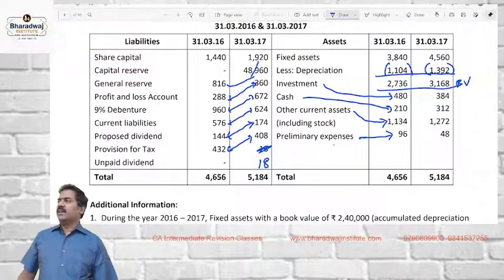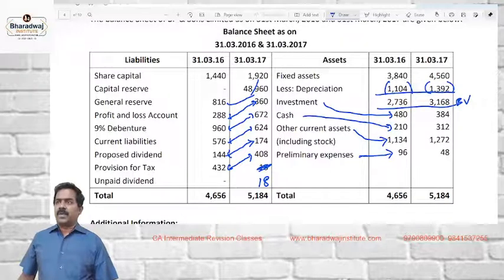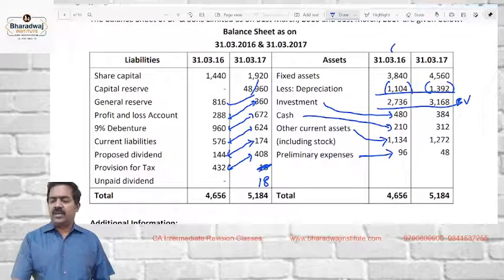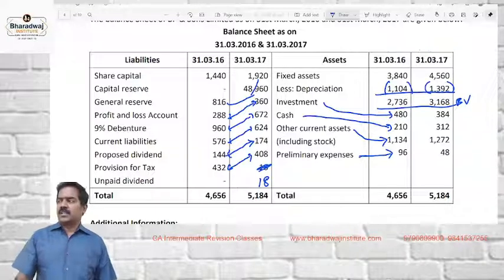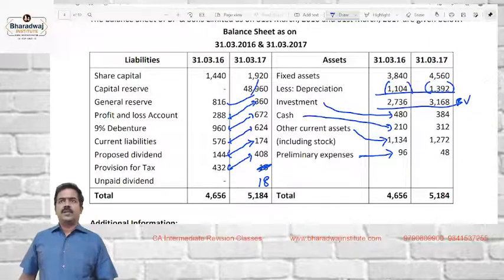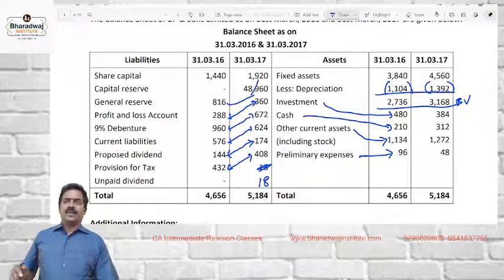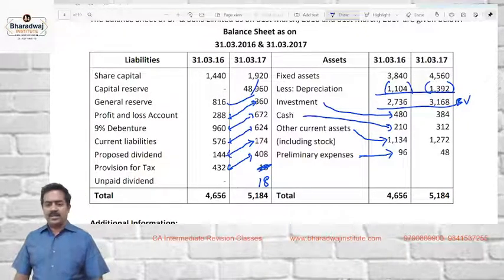Preliminary expenses are given. And be careful in the exam problem. Sometimes purposefully they would have interchanged and given. Okay, so 2016 first balance sheet, next balance sheet 2017 is given to us. Sometimes they would have what? Interchanged and given. While working out only, we'll come to know all these things. So be careful on that.